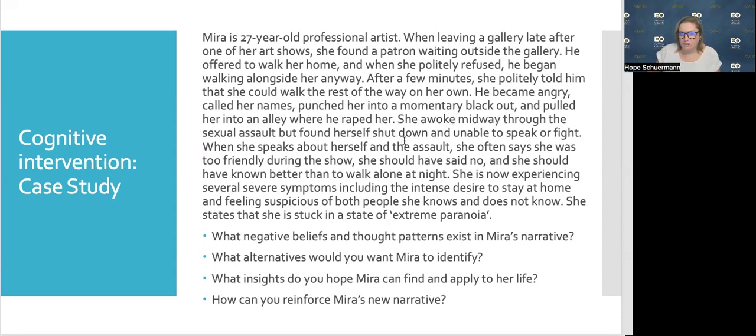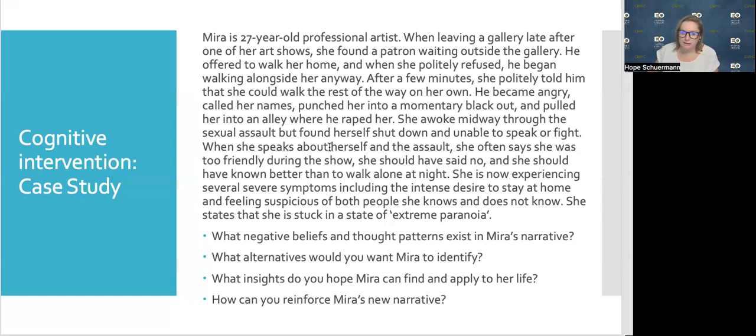I would talk to her about our cultural expectations to be people pleasers, particularly as women. I would talk to her about how she wasn't walking home alone at night. She was with someone that she thought she could trust. And there is nothing wrong with believing that you can trust someone if they have shown themselves to be trustworthy in the past.